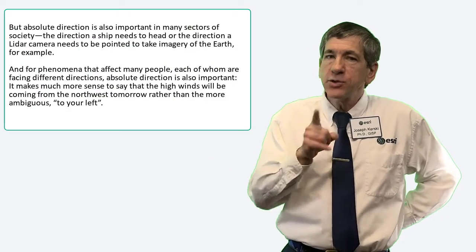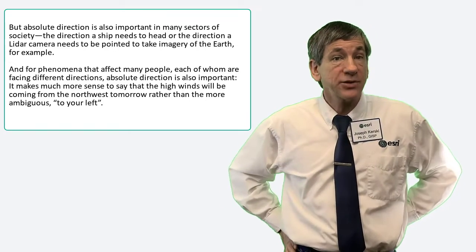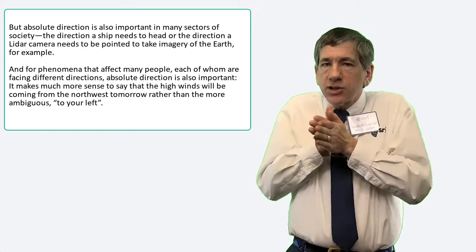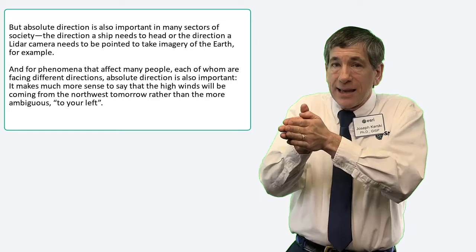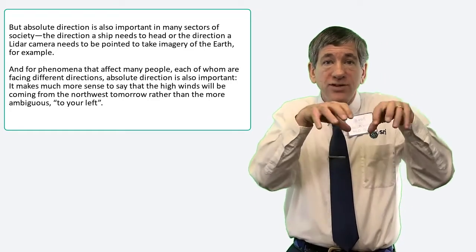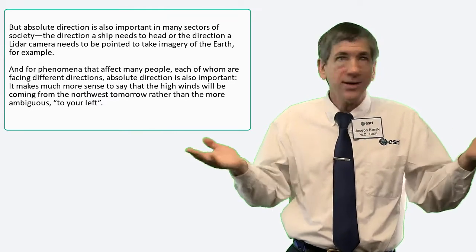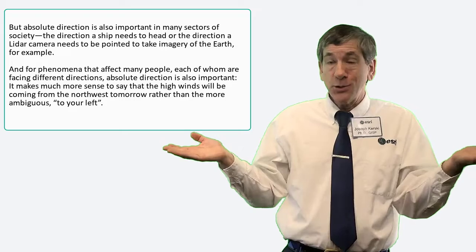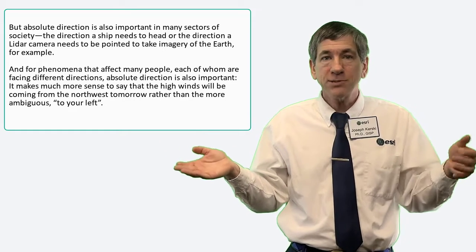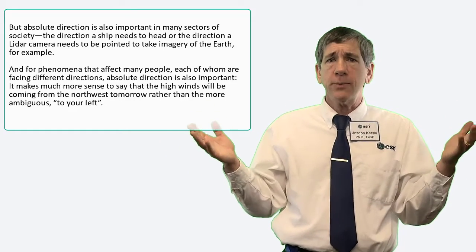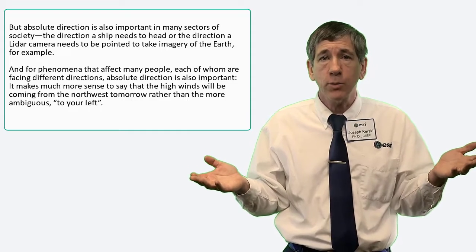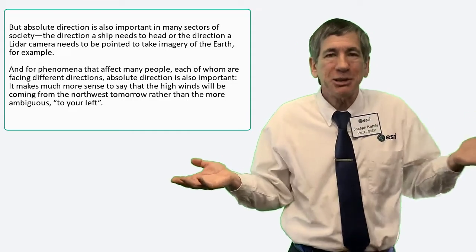But absolute direction is also important in many sectors of society. The direction a ship is heading, or needs to head, or the direction a LiDAR camera needs to be pointed to take imagery of the Earth, for example. And for phenomena that affect many people, each of whom is facing a different direction, absolute direction is also important. It makes much more sense to say that the high winds will be coming from the northwest tomorrow rather than the more ambiguous, the high winds will be coming to your left.